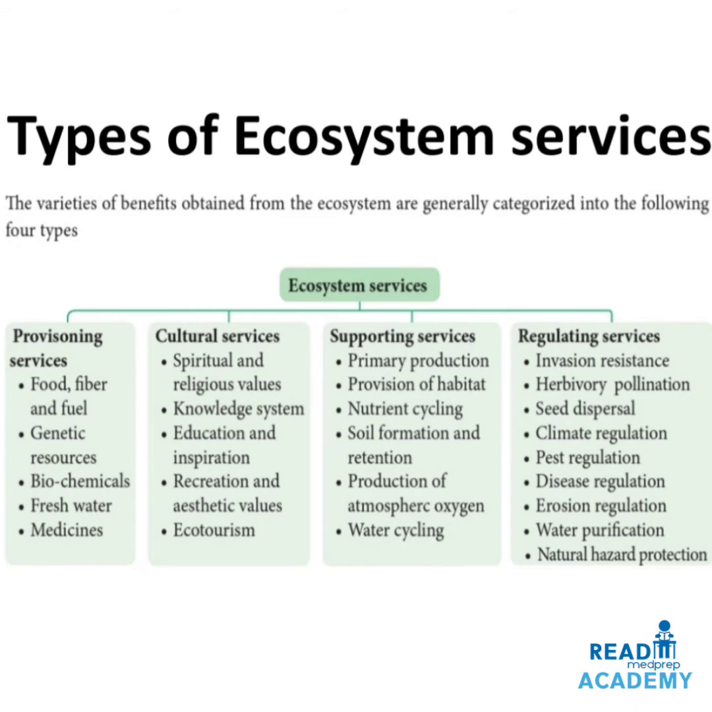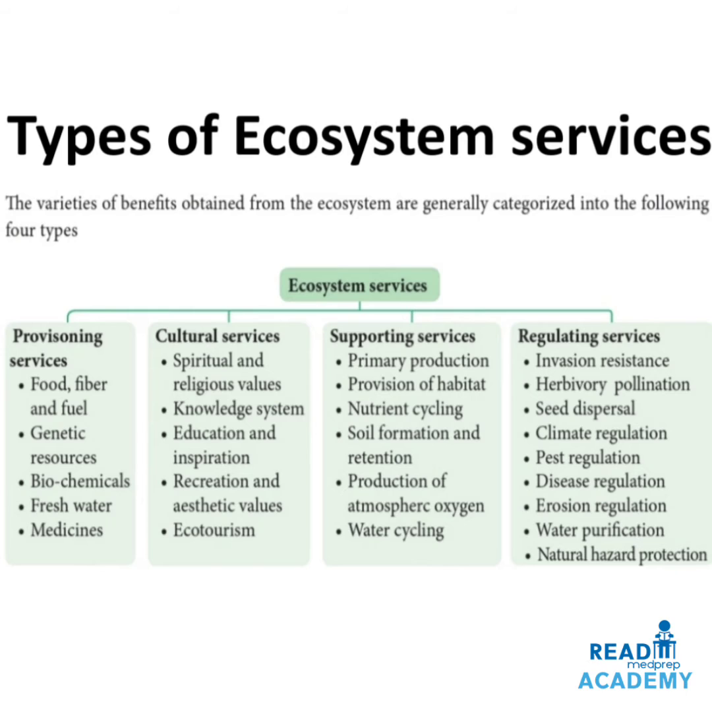What are the different types of ecosystem services? The varieties of benefits obtained from the ecosystem are generally categorized into the following 4 types: provisioning services, cultural services, supporting services and regulating services. Provisioning services include food, fiber, fuel, genetic resources, biochemicals, fresh water and medicines. Cultural services include spiritual and religious values, knowledge systems, education and inspiration, recreation and aesthetic values, and ecotourism.